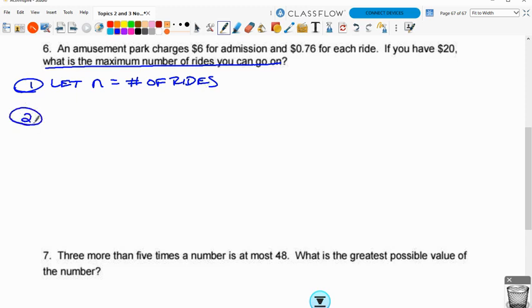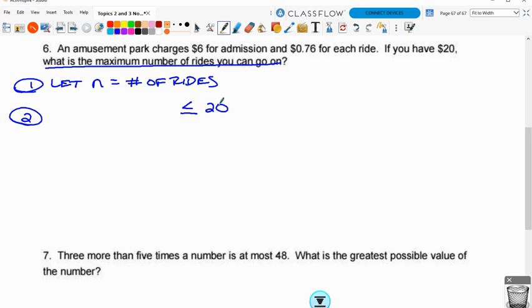Step 2, let's set up the problem now. They want to know the maximum number of rides. We have $20 to spend. We can't spend any more than that, so we can spend $20 or less. So at the end of our inequality, we're going to have less than or equal to $20. The amount that we spend has to be less than or equal to $20.